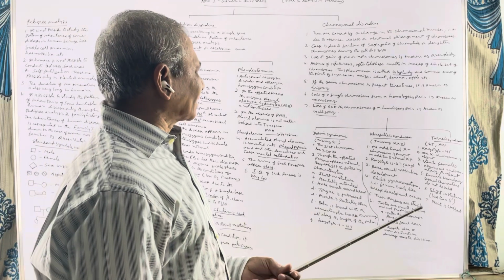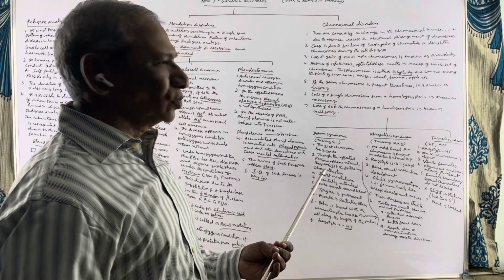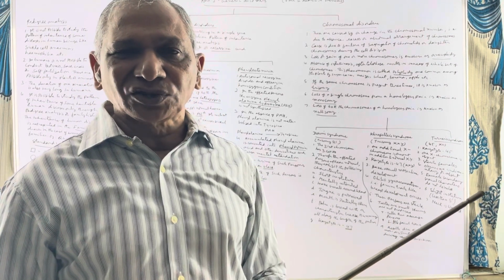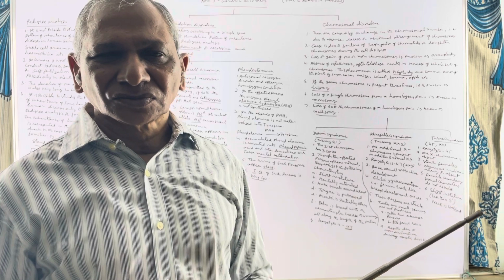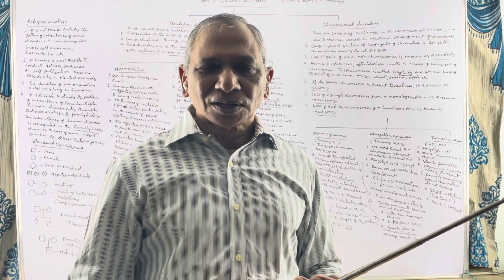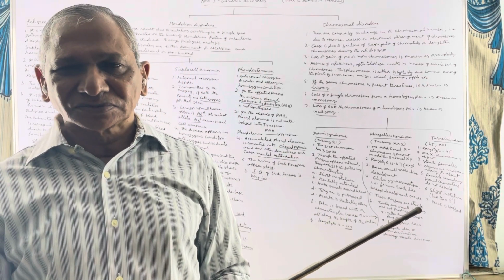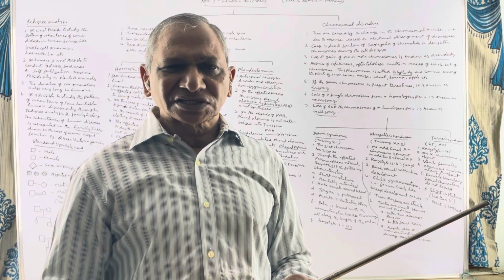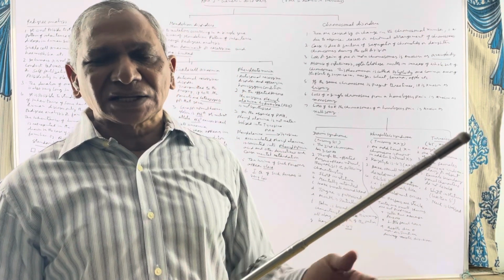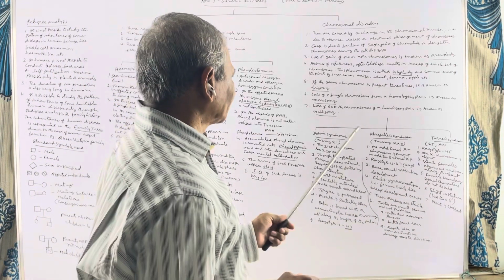Why does polyploidy occur? Polyploidy occurs due to the absence of cytokinesis after karyokinesis. During karyokinesis, chromosomes are multiplied, and during cytokinesis, the cell is divided. If cytokinesis is absent, what happens? All the chromosomes remain in the same cell, and this ultimately leads to polyploidy.